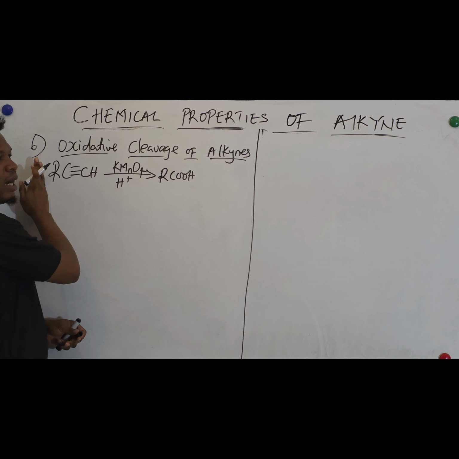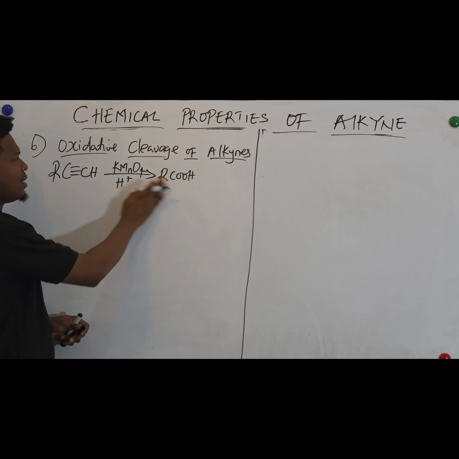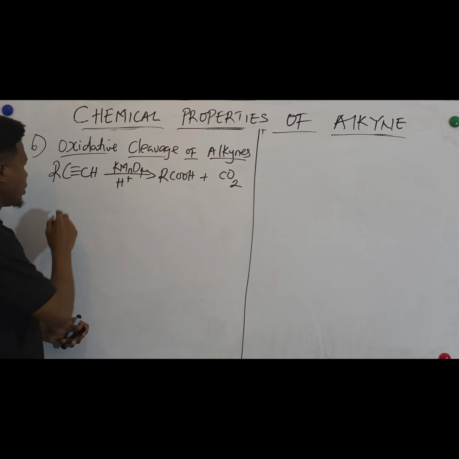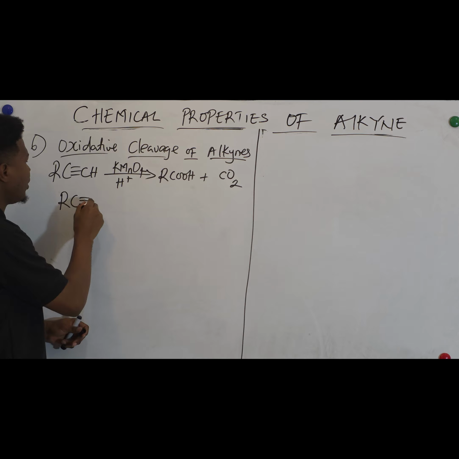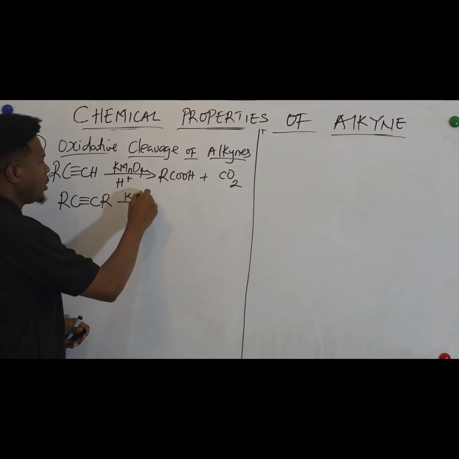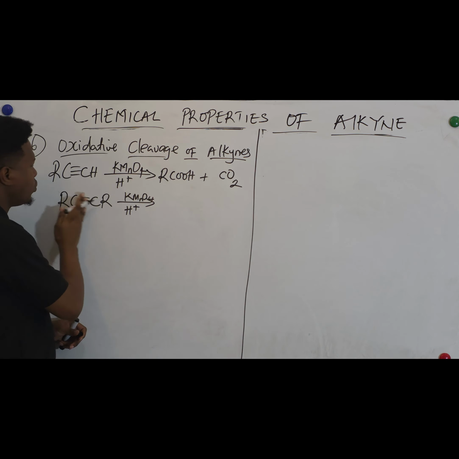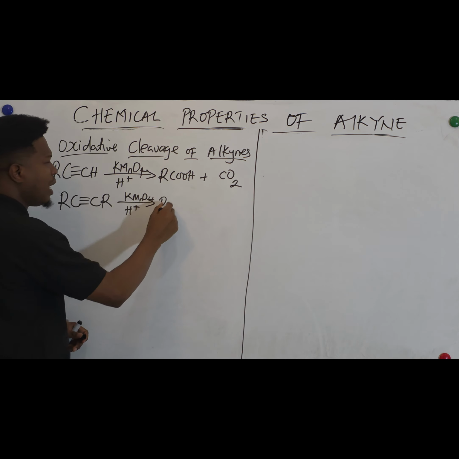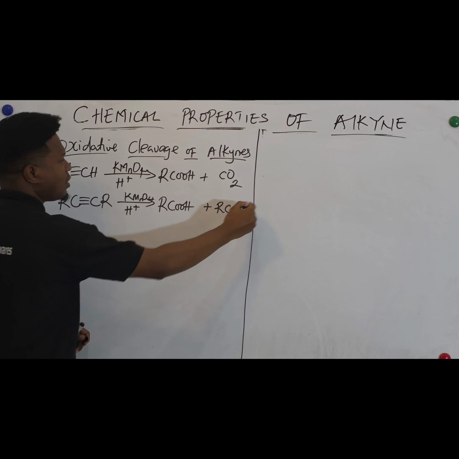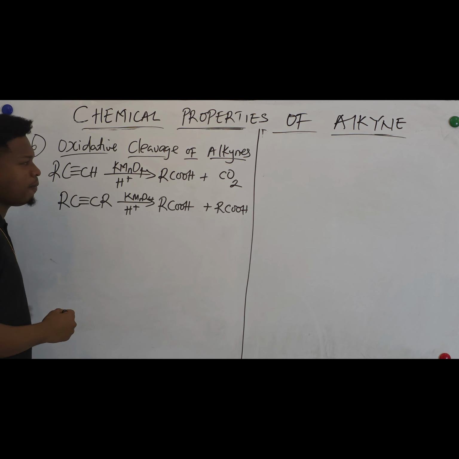This part of the alkyne will give a carboxylic acid. Then this CH here will be oxidized to CO2. But if it is a non-terminal alkyne undergoing this same reaction, the two sides will oxidize to carboxylic acids. As simple as this. So at the end of this reaction, you have this.